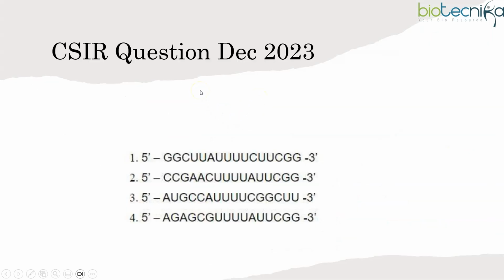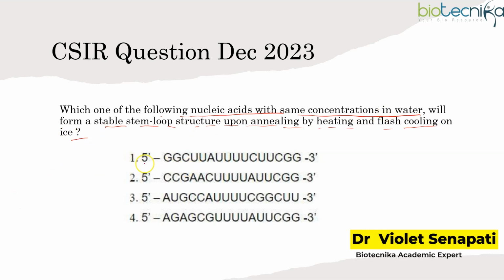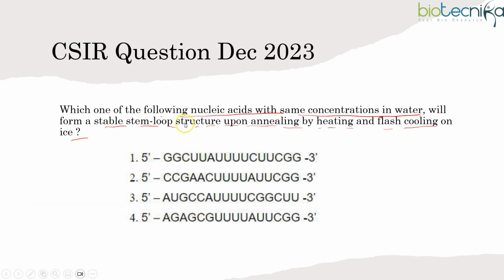Okay. Then another question, very recent, from December 2023. That is a recent exam that we had. Which of the following nucleic acids with same concentrations in water will form a stable stem loop structure upon annealing by heating and flash cooling on ice? Okay, so we have several sequences here. What are they asking? When will it form a stem loop structure.